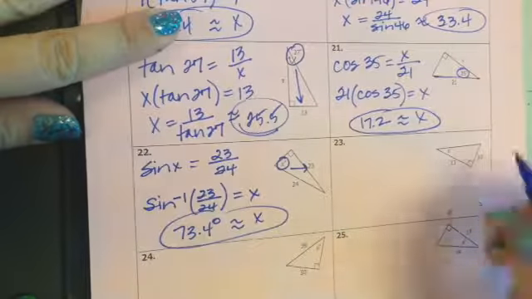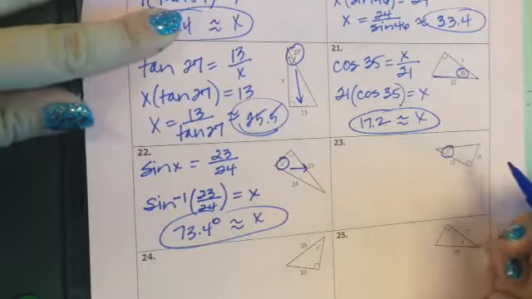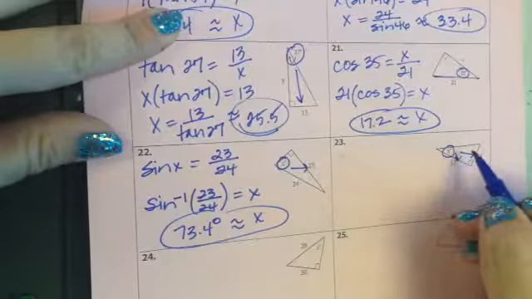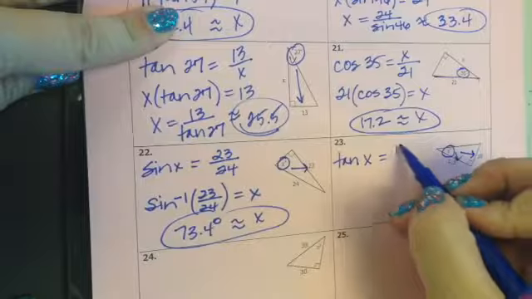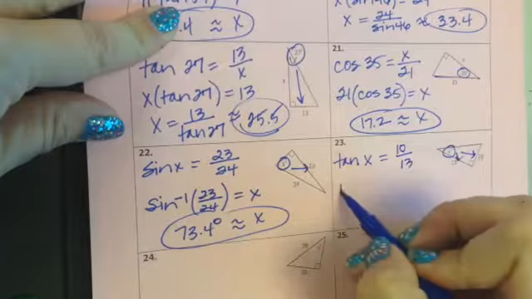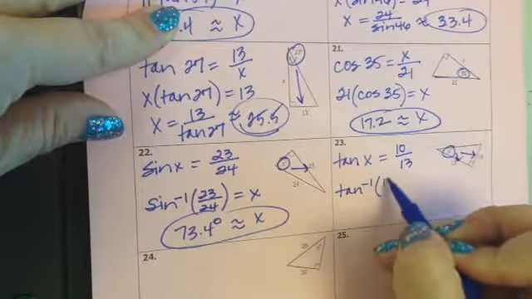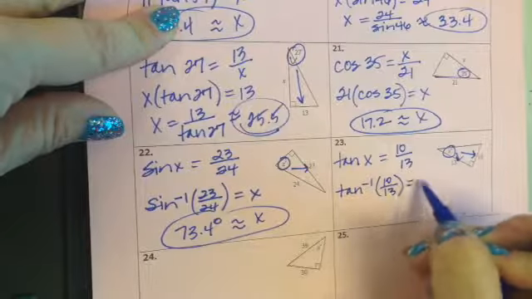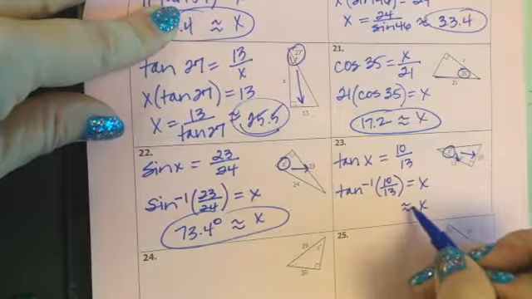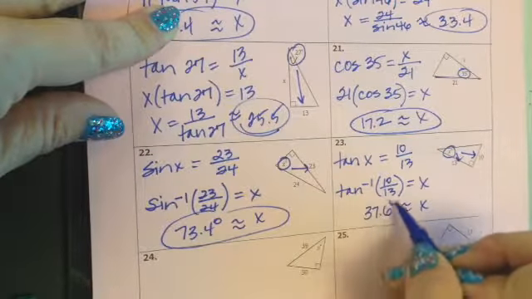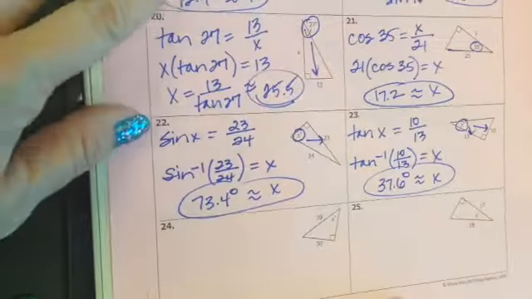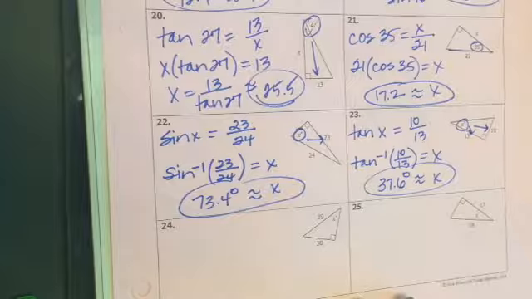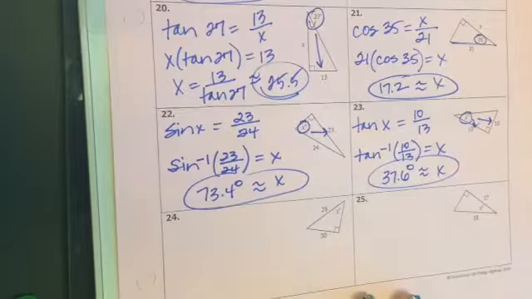23. Again, we're going to wind up with an inverse. We have opposite, we have adjacent. Tangent of x equals 10 over 13. The inverse on 10/13 will give us our x. X is approximately 37.6 degrees. When we know the ratio and we want the angle, we use the inverse trig function.